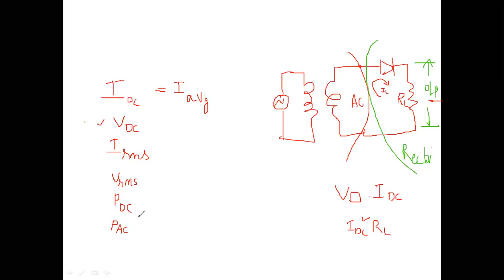Since I'm finding output power and input power, if I make a ratio of this output DC power by input AC power, I will get efficiency. Call it eta. Efficiency, eta. Eta means efficiency.